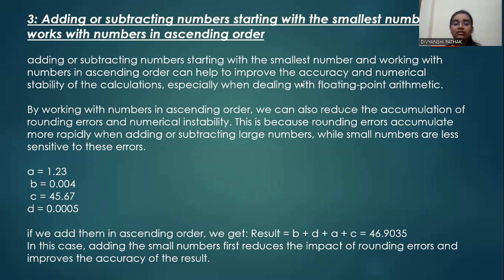Why should we perform arithmetic operations in ascending order? Because it reduces the accumulation of rounding errors and numerical instabilities. For example, here we have A, B, C, D, four variables with values 1.23, 0.004, 45.67, 0.0005. If we add them in ascending order like B plus D plus A plus C, it will give 46.9035. In this case, adding the numbers in ascending order reduces the impact of rounding error and improves the accuracy of our result. So it is recommended to add small numbers in ascending order. Now let's move toward the next question.